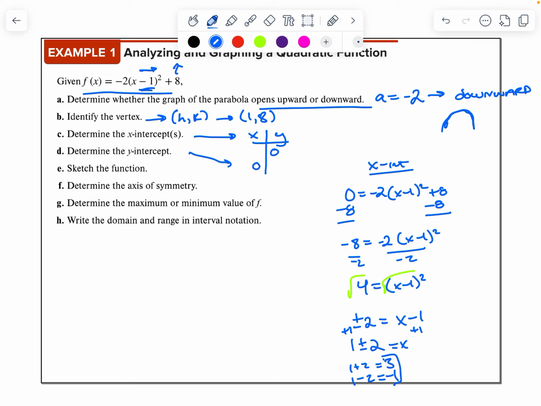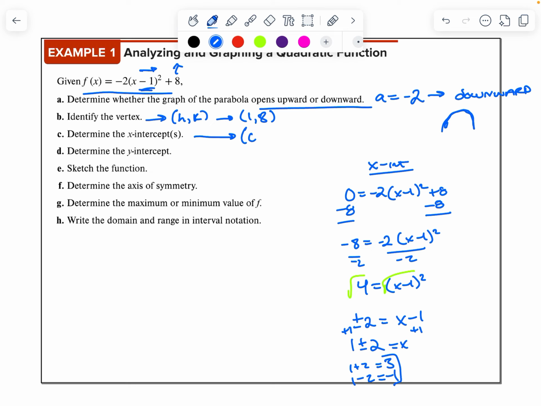Really, those are points, right? And so when I write them out, I'm going to erase this t-chart. Now that we're looking at two x-intercepts, I'm going to erase the t-chart and just write out the values. So my x-intercepts are actually, I plugged in a 0 for y, so that means I have (3, 0) and (-1, 0).